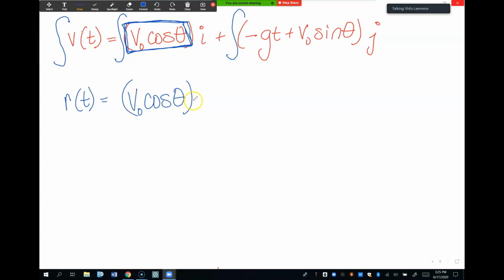So we've got that thing times t as our i component. And then, remember, we're doing another integration here, so we need another arbitrary constant as well. So plus c1.